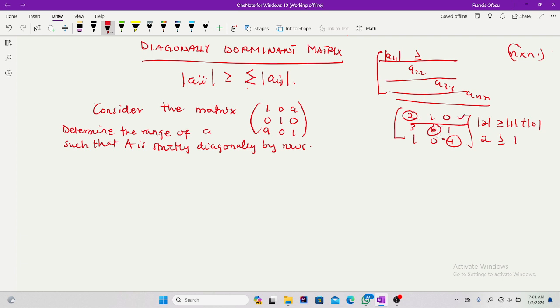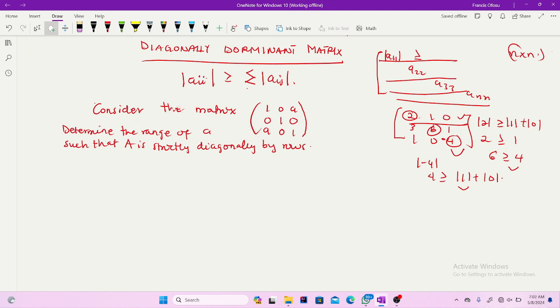When I come to the second one, 6, the absolute value of 6 should be greater than or equal to the absolute value of 3 plus 1. You get 4, and it's true. Then finally, we have negative 4. You take the absolute value of negative 4, that will give us 4. It should be greater than or equal to the sum of the absolute value of 1 plus the absolute value of 0, and indeed, this one too. Therefore, you can say that this matrix here is a diagonally dominant matrix.